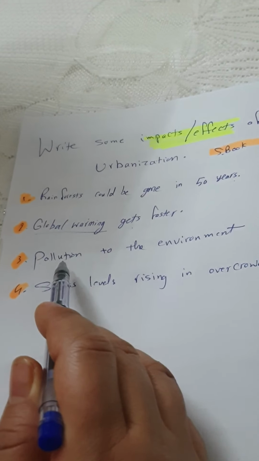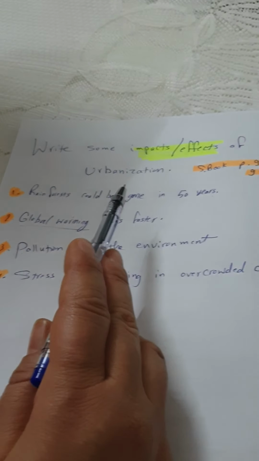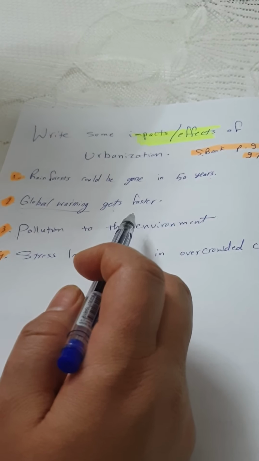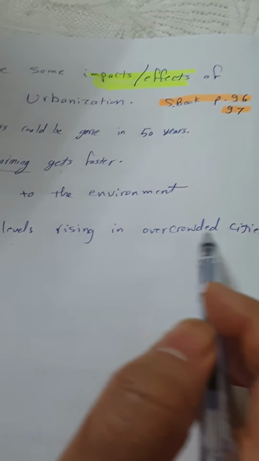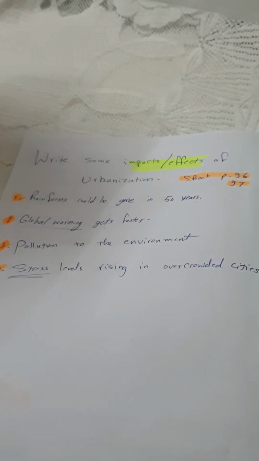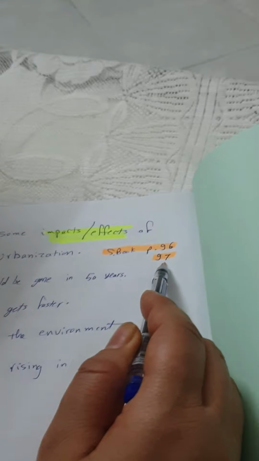Urbanization causes pollution to the environment: air pollution, soil pollution, water pollution, because urbanization means city life. In the city, people use a lot of means of transport. There are a lot of factories. The factories and the means of transport make a lot of pollution. 4. Stress levels rising in overcrowded cities. In the cities, people are stressed. They are suffering from stress all the time in overcrowded cities. All these are bad effects, or bad impacts, of urbanization on the environment. You have a lot of them on pages 96 and 97 in your student books.